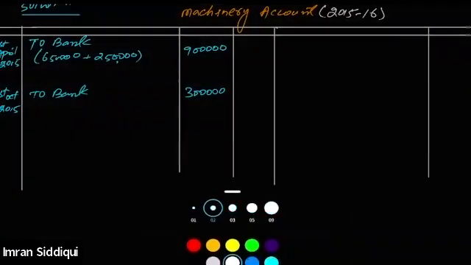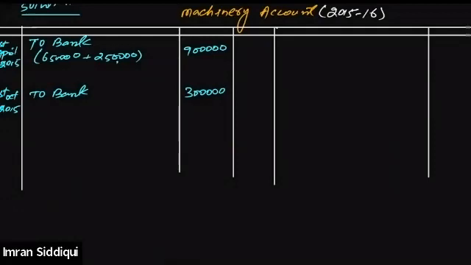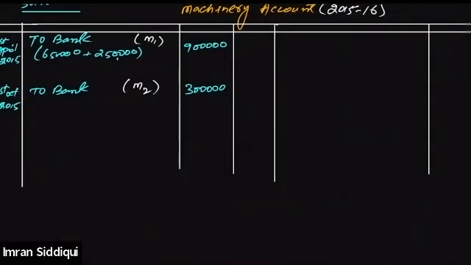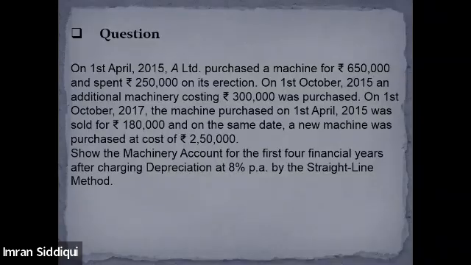All right, everyone. Everybody is able to understand this? This is for machine 1. This is M1, and I'll write this as M2, indicating machine 2. I hope this is clear, everybody. Is that clear, all of you? Yes, sir. Then on 1st of October 2017, the machine purchased on 1st of April 2015 was sold for rupees 1,80,000, and on the same day a new machine was purchased.